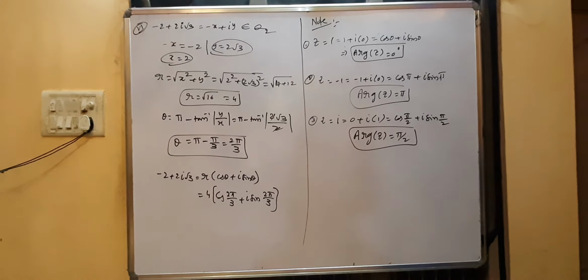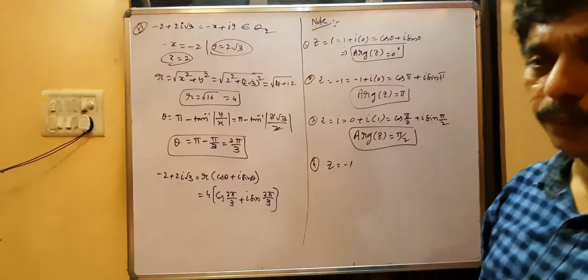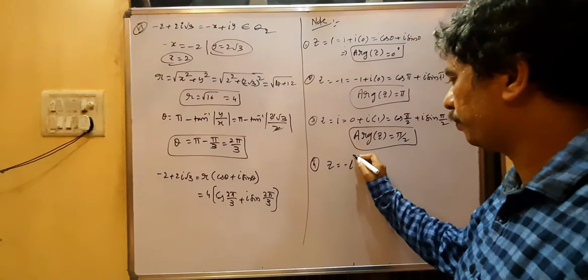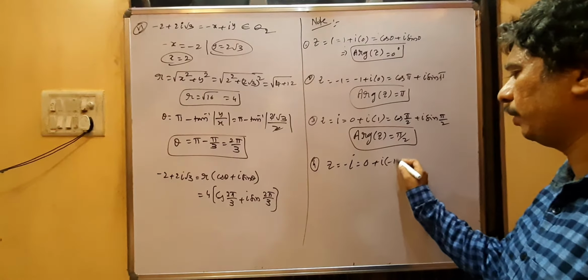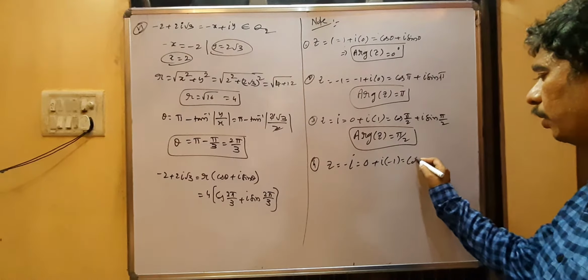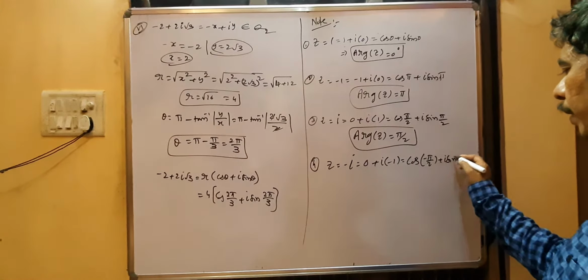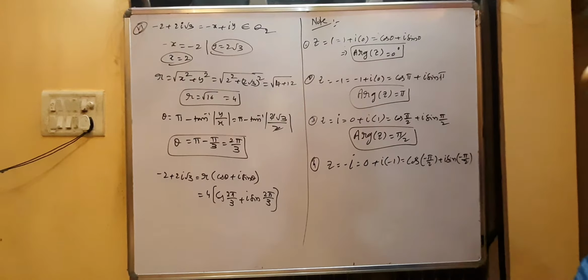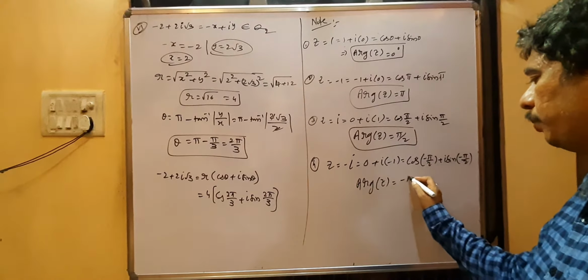Now the fourth one, z equals minus i. So this is 0 plus i into minus 1. Cos is 0, sin is minus 1. This can be written as cos of minus pi by 2 plus i into sin of minus pi by 2. So obviously the argument of z is minus pi by 2.